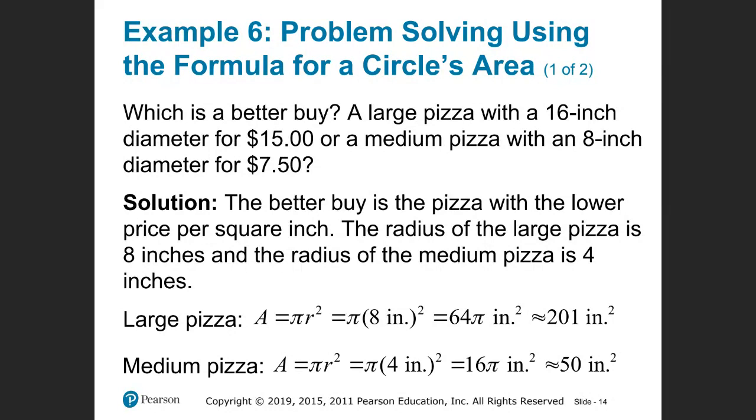We're looking at the areas of each of the pizzas. The radius of the large pizza is 8 inches because we were given the diameter, so we have to take half of that. The radius of the medium pizza is 4 inches. So the large pizza area is pi r squared. The squared is only for r, not for pi. So putting r in for the large pizza, we get 8. 8 squared is 64. So this is 64 pi square inches. Pi is approximately 3.14, or you can use 22 over 7, and we get approximately 201 square inches. The medium pizza, we do the same thing, and we get 50 square inches.